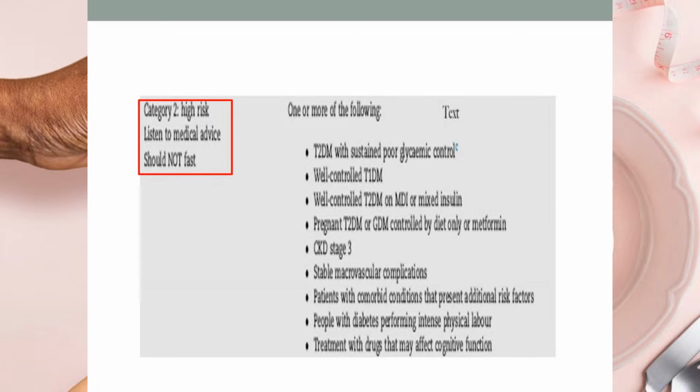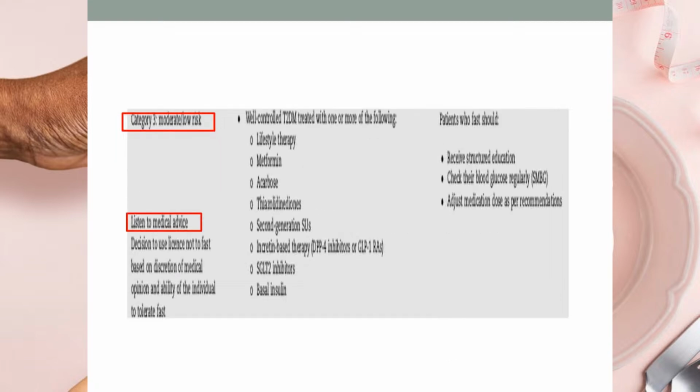So the first risk category is very high risk, should not fast, must not fast. The second category is high risk and should not fast. Let's look at the last, which talks about moderate to low risk. The moderate to low risk is well-controlled type 2 diabetes being treated, and then they may have one or more of the following, as you can see in the bullets below: lifestyle therapy, metformin, alcohols, TZDs, second generation SU, incretin mimetics, SGLT2, and basal insulin. And so these are the ones that ordinarily may be allowed to fast.